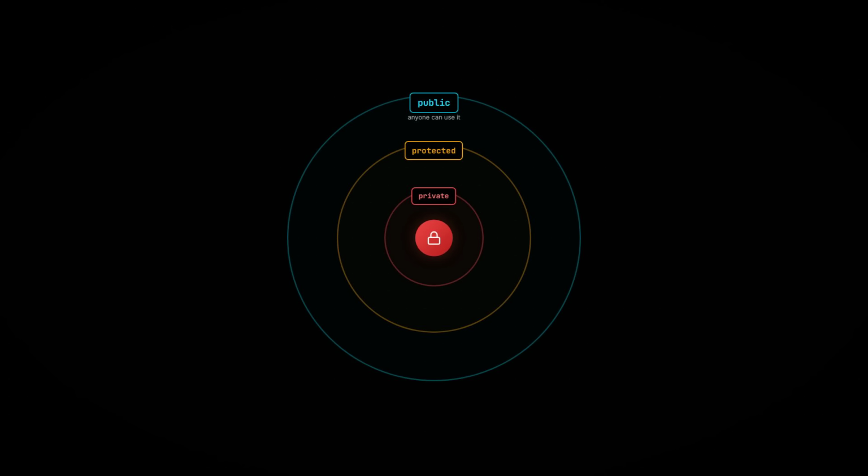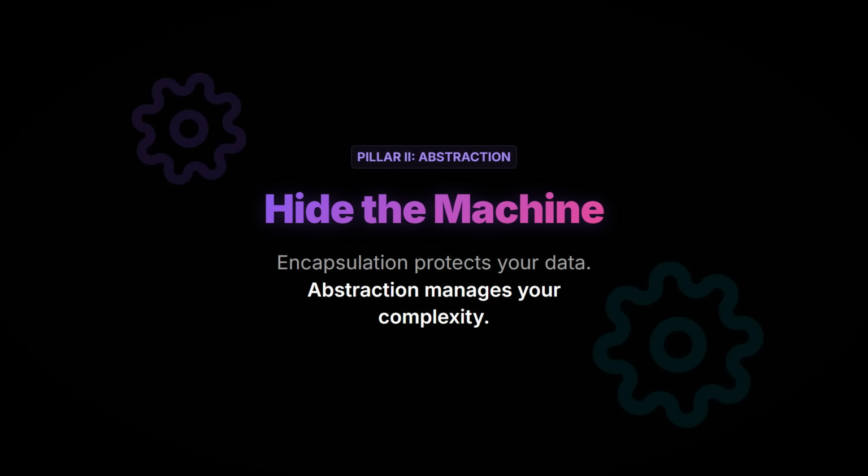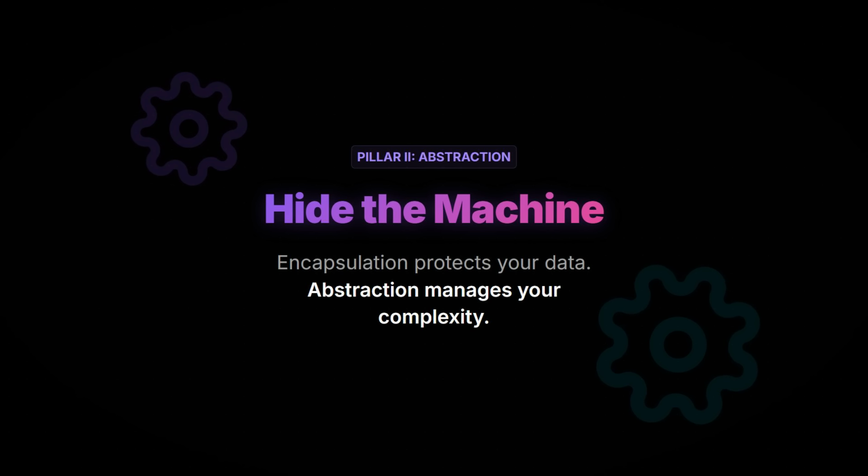And that's where access modifiers come in. Public means anyone can use it. Private means only the object itself can access it. Protected means the object and its child classes can access it. Think of them as the guardrails that help enforce encapsulation. Encapsulation protects data. Abstraction manages complexity.